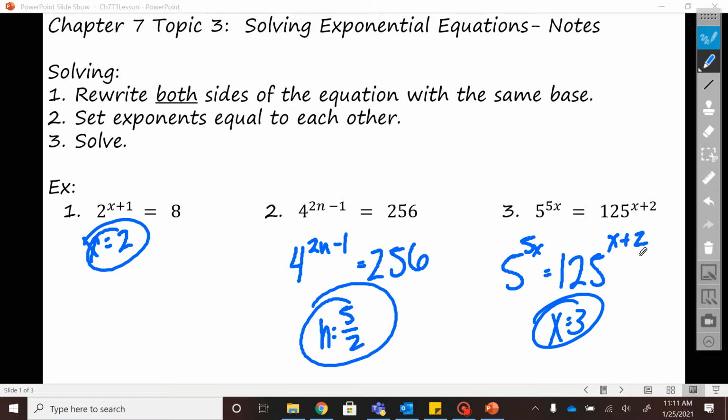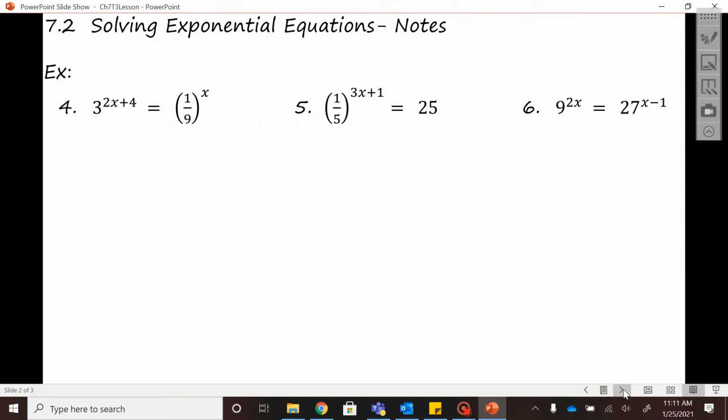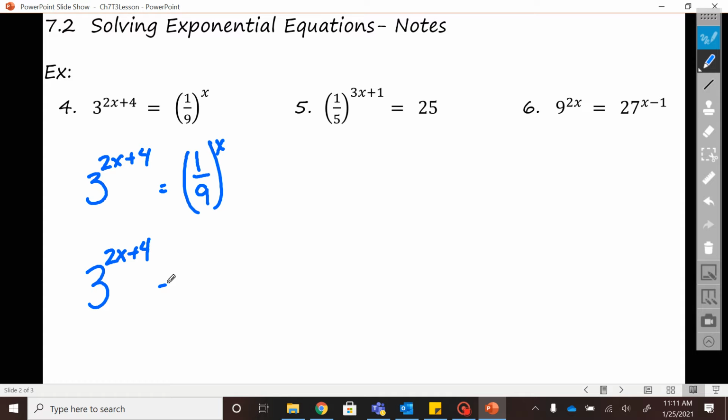So it's all about rewriting the problem so that you have the same bases. All right, we got a couple more here. Number 4: 3 to the 2x plus 4 equals 1 over 9 to the x. Once again, we need to write these with a base of 3. This one's fine, 3 to the 2x plus 4. But we have to remember, how do we write 1 over 9 to the x with a base of 3?